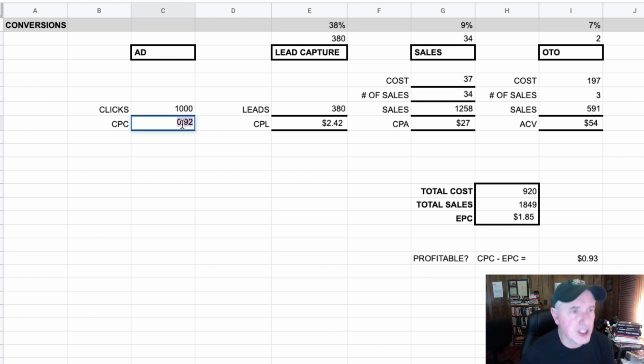But let's say that we went in and looked at the cost per click and said, well, what if the cost per click, let's say there's something wrong with the ad. What if the cost per click were $3? That'd be pretty high. So what happens? Well, with a cost per click of $3, the opt-ins and conversion rates remain the same. So you'd still have 380, 34, and 3. But look what happens. Because the cost per click is $3, now you're taking $3 less your $1.85, which is your earnings, and you're losing $1.15 on every sale. So this is a huge problem, right?